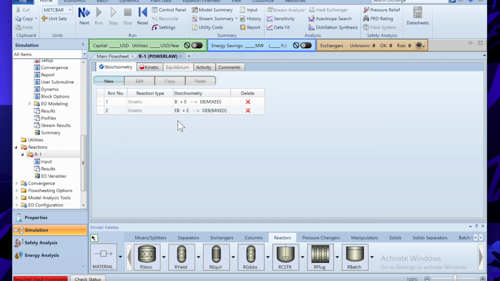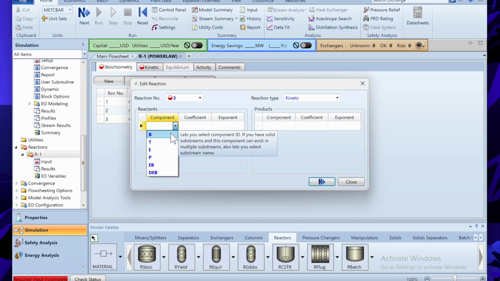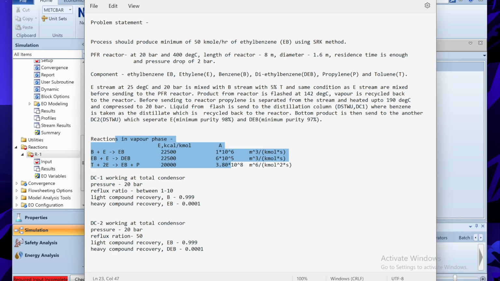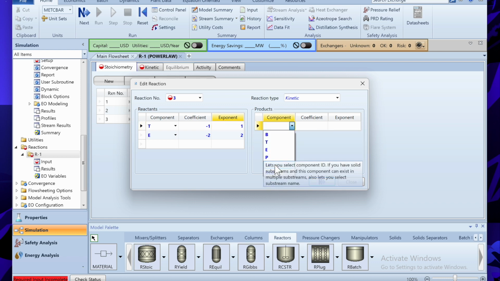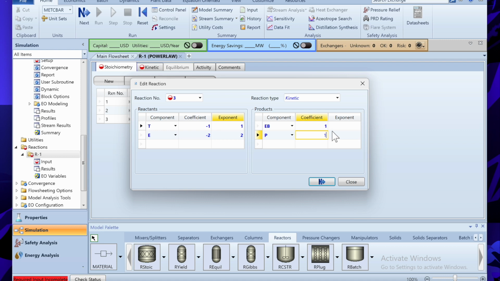Okay, the next one is toluene plus 2E. Toluene plus 2E. So it is giving you ethylene plus propylene. Okay.